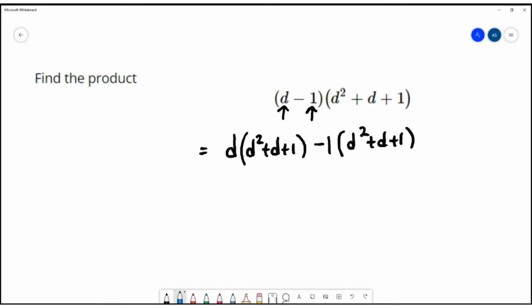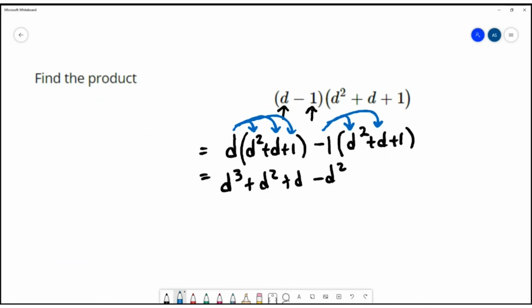And now I'll use the distributive property. D times d squared is d cubed. D times d is d squared. D times 1 is d. Then we're going to use the distributive property over here. Negative 1 times d squared is minus d squared. Negative 1 times d, it's minus d. Negative 1 times 1 is minus 1.